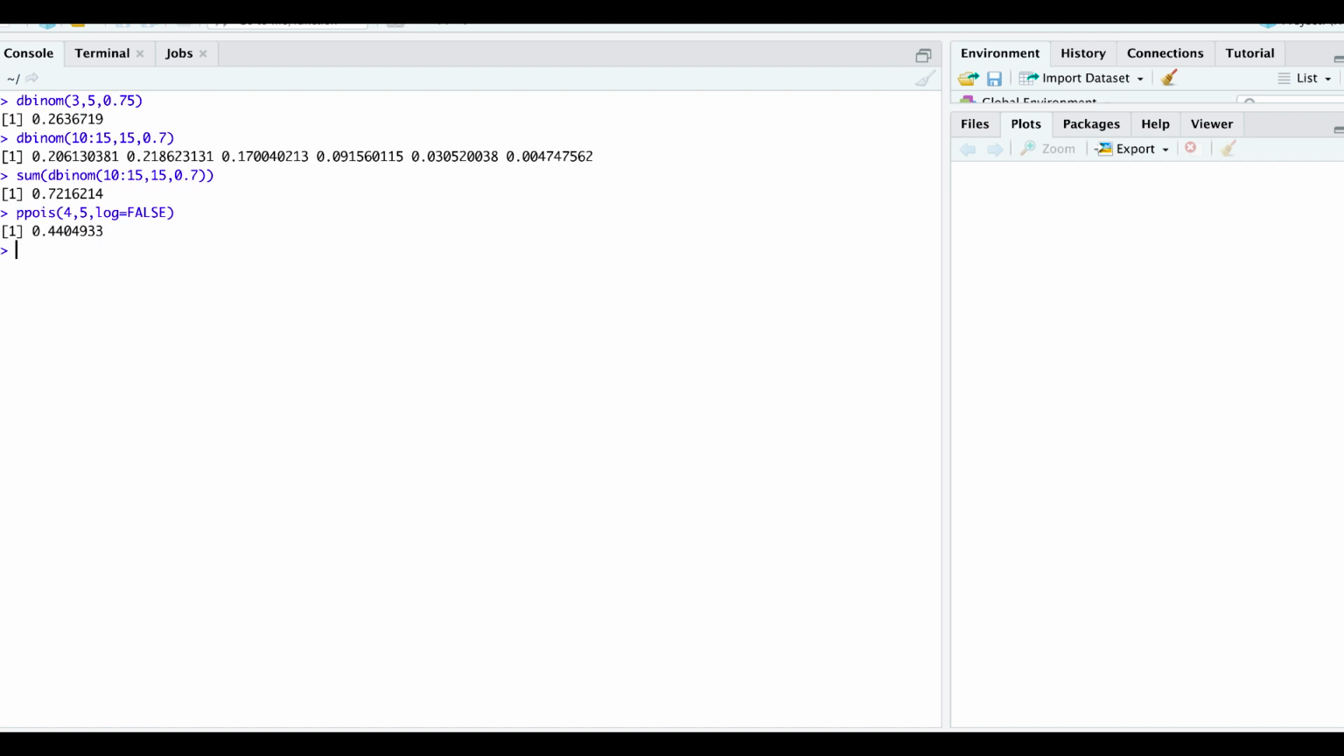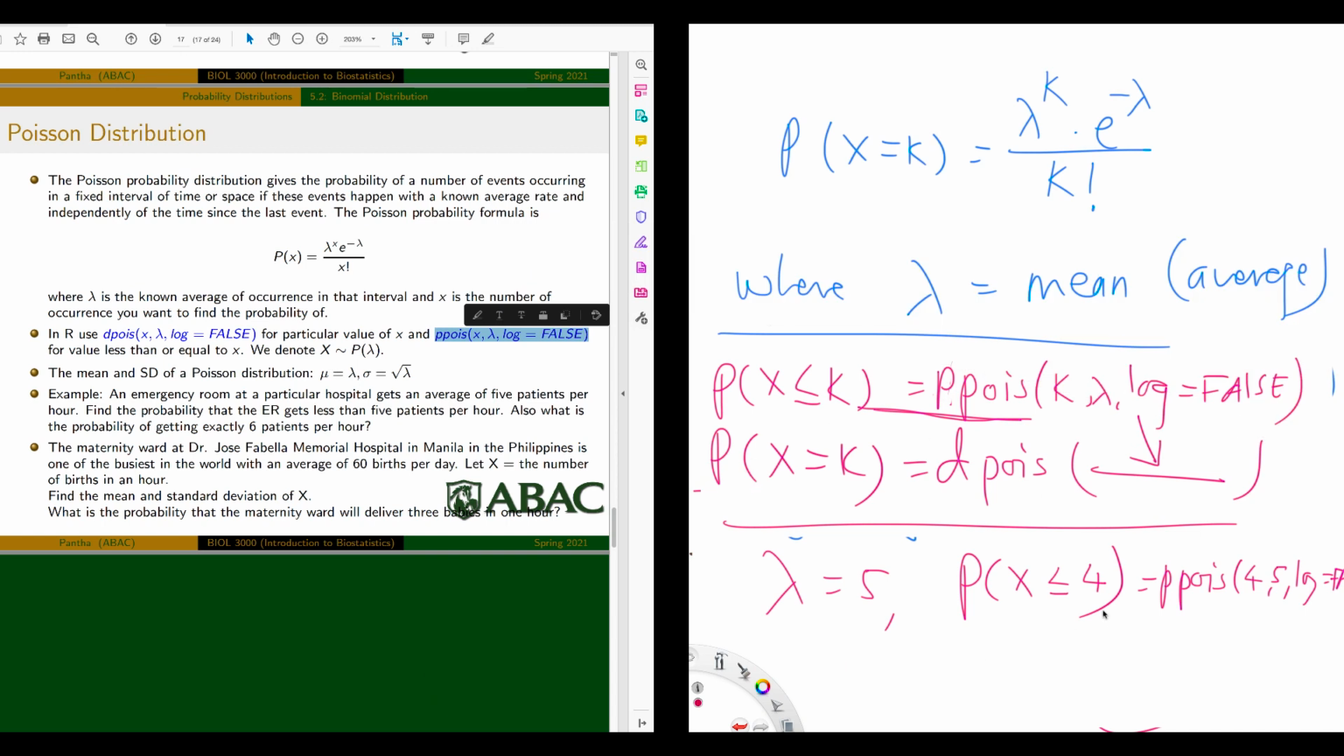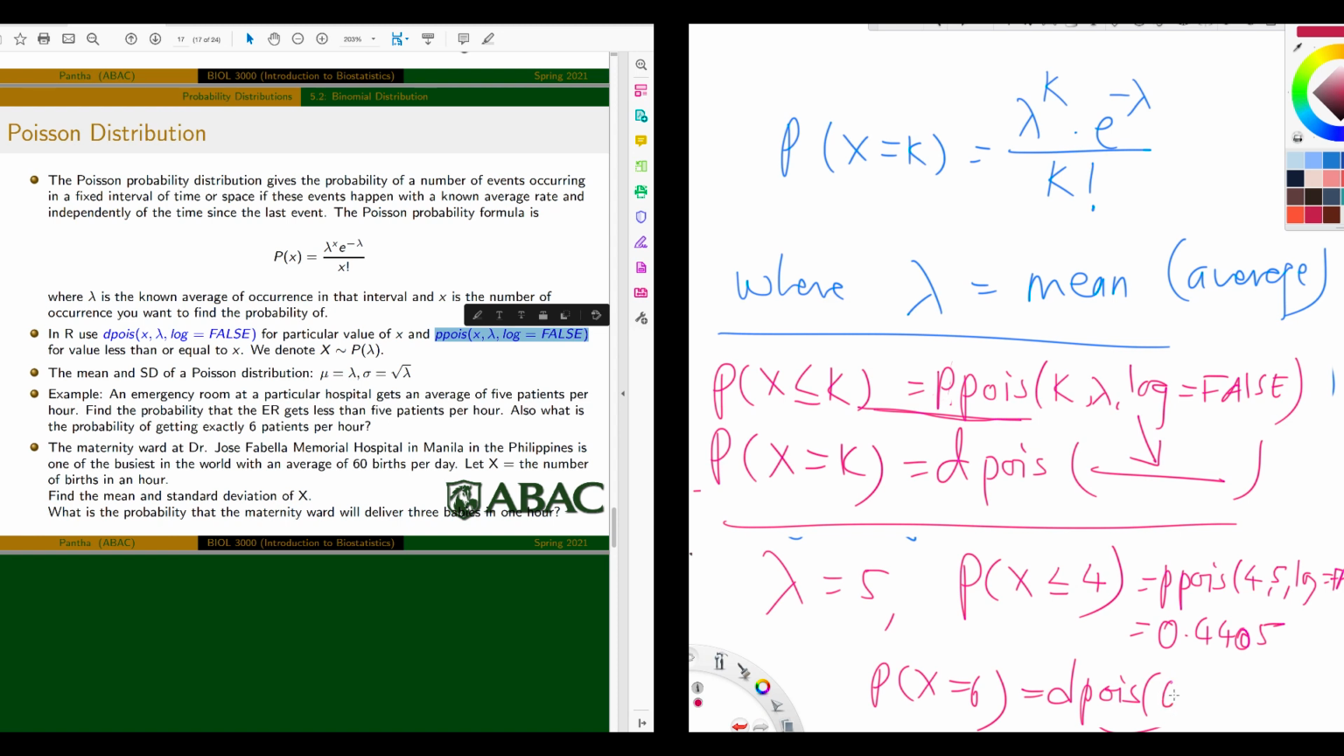0.4405, if you round it up. 0.4405 is the probability that you get less or equals to 4, or less than 5, patients in the next hour. Okay. And also, what is the probability of getting exactly 6 patients? Probability of X equals to 6. What is the formula? You need to use dpois, right? dpois, and then 6, 5, log equals to false.